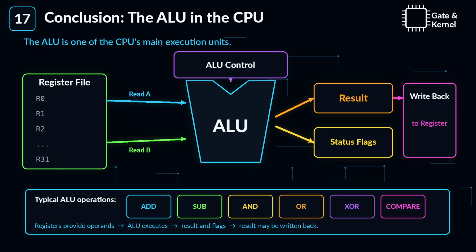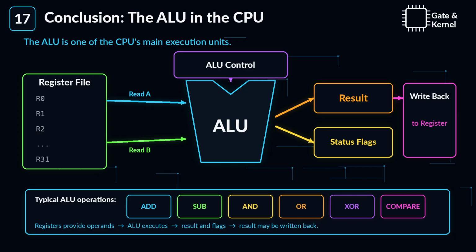After the operation, the ALU produces a result. It may also produce status information such as 0, carry, overflow, or negative. The result can then move through the CPU data path and may be written back into a register. So a simplified execution path looks like this. The register file provides the operands. The ALU performs the operation. The ALU produces the result. The result is written back. And the control logic coordinates the entire process.